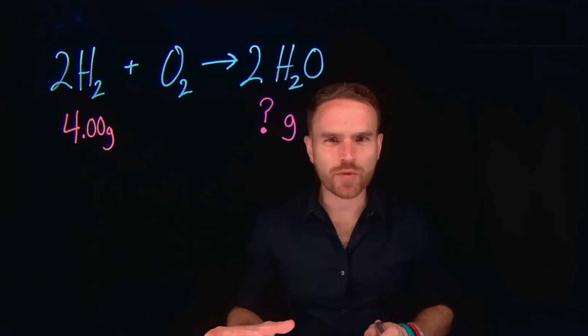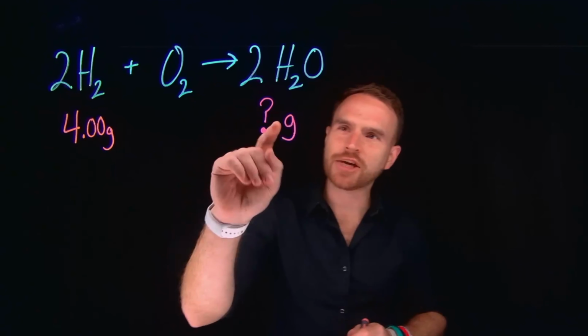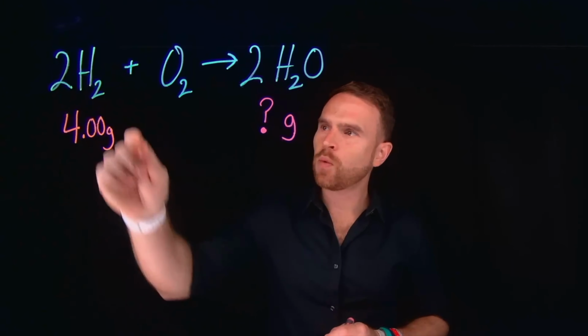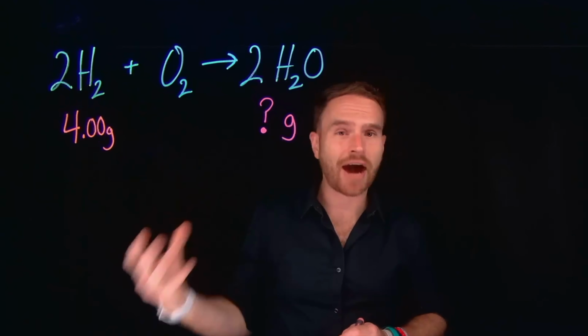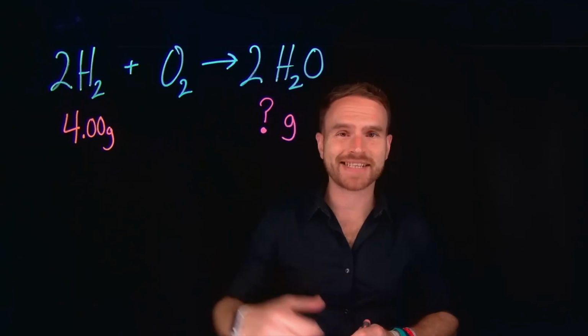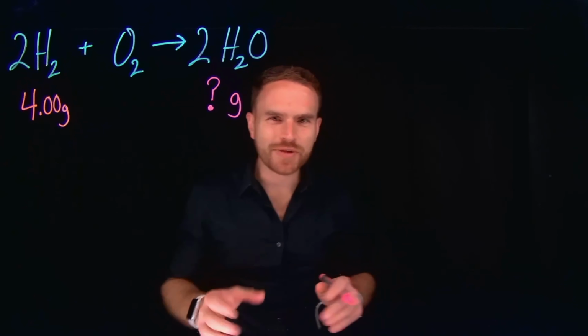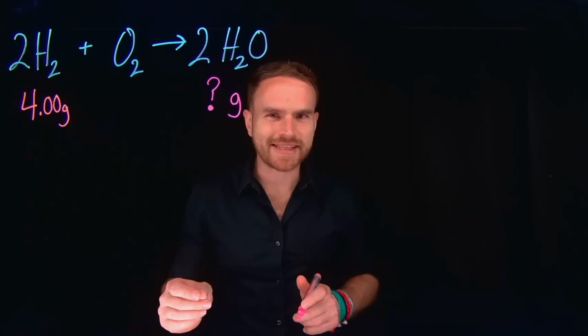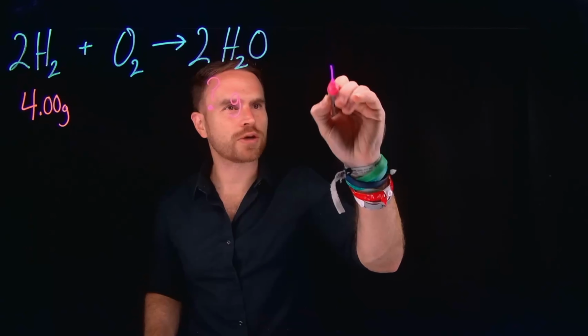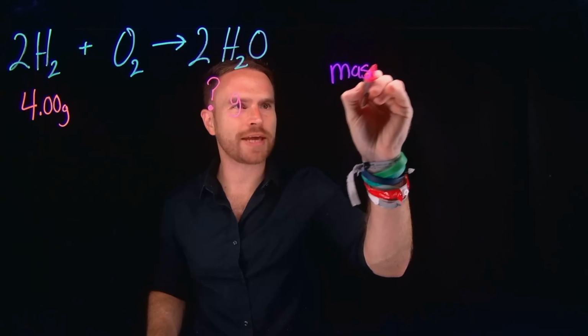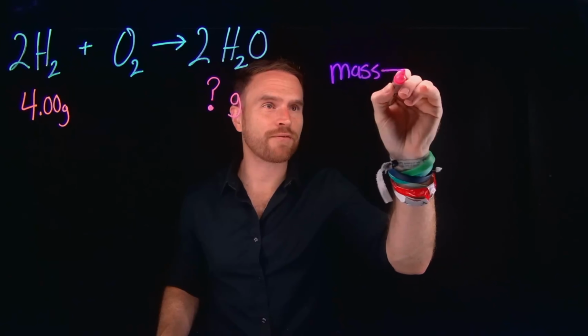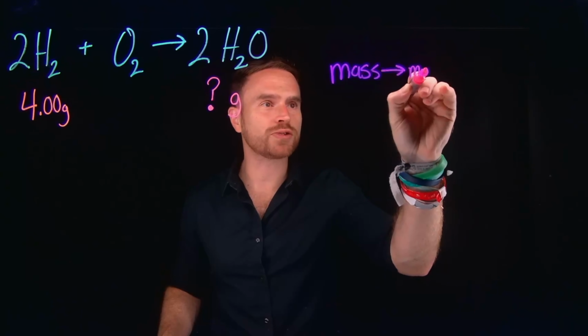Let's take a look at a real problem where we're trying to see how many grams of water are produced when you combine 4 grams of hydrogen, or H2, with an excess amount of O2. First, let me show you the key conversion path for how to complete these types of problems. We know that we're starting with the mass of one of the reactants, and we first need to convert that mass into the moles of that reactant.